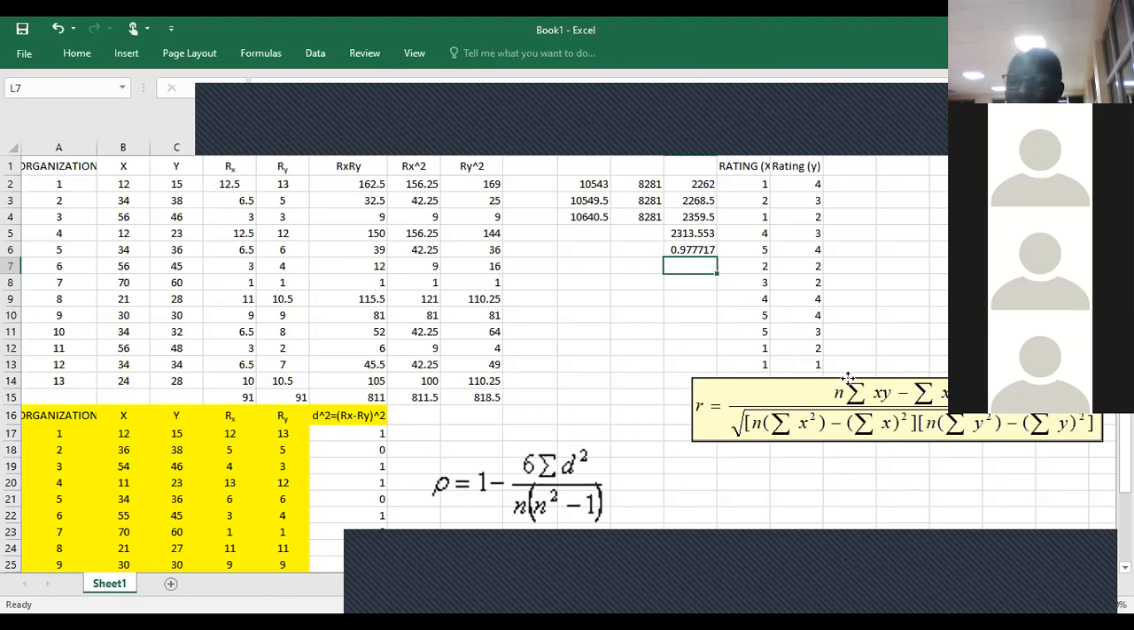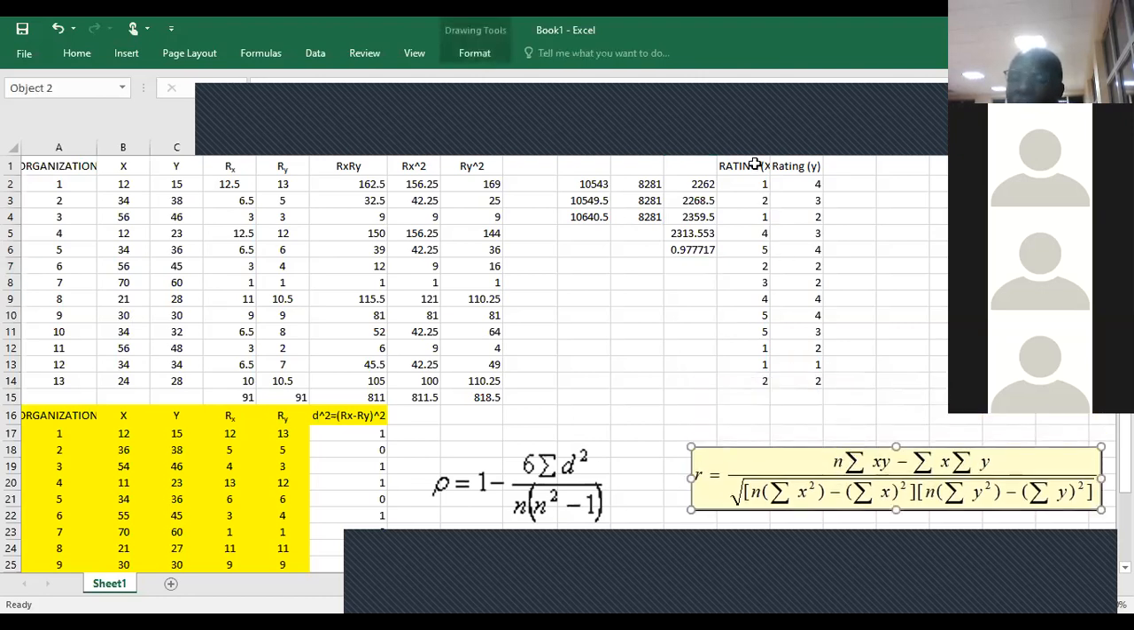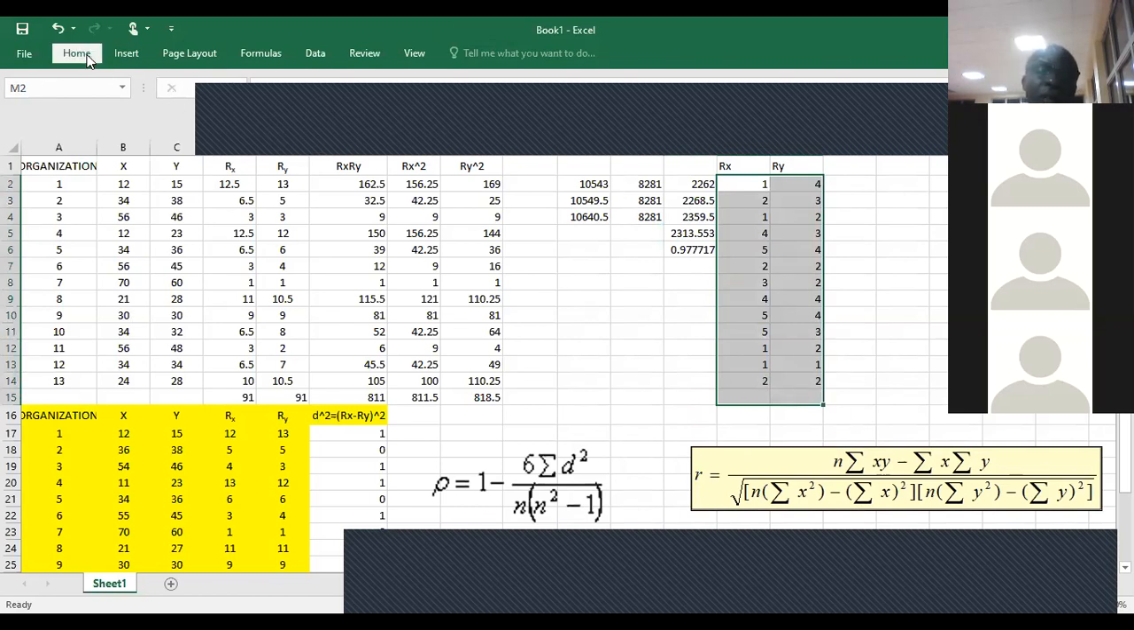Is that okay? Fine? So this one here is R of X, and this is R of Y. I just do this here. I come here like this. I sum this the same way.